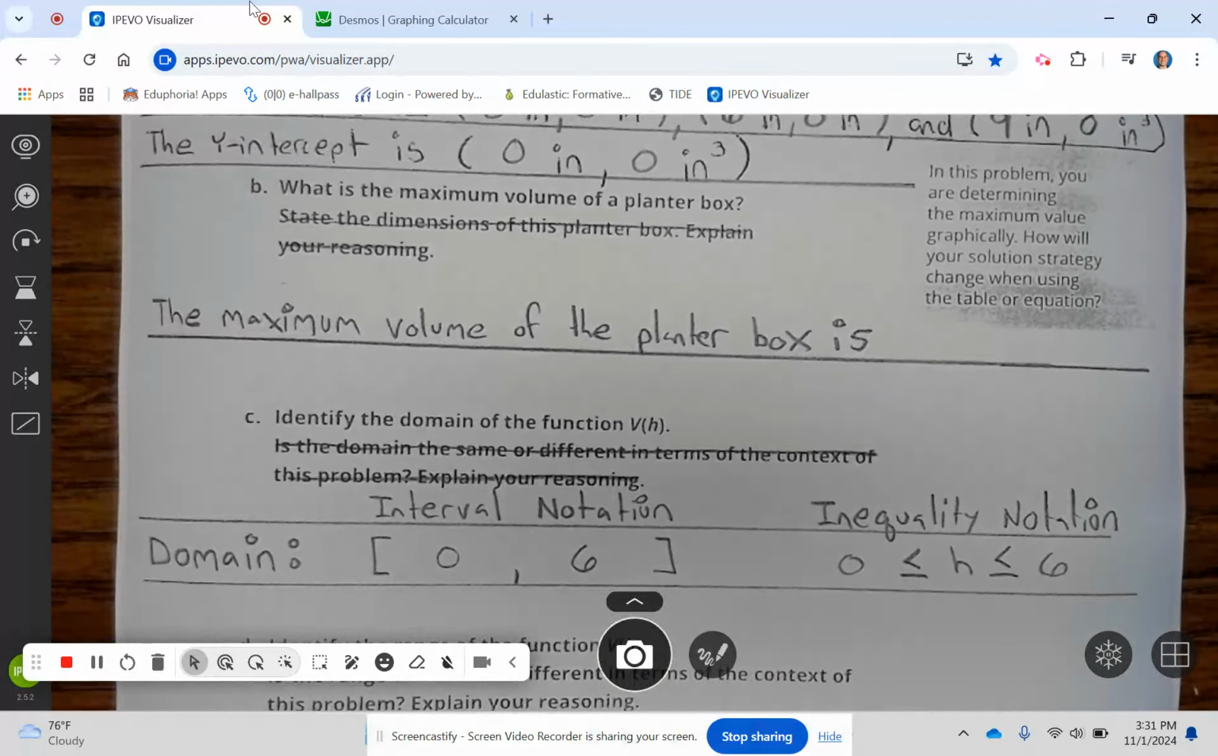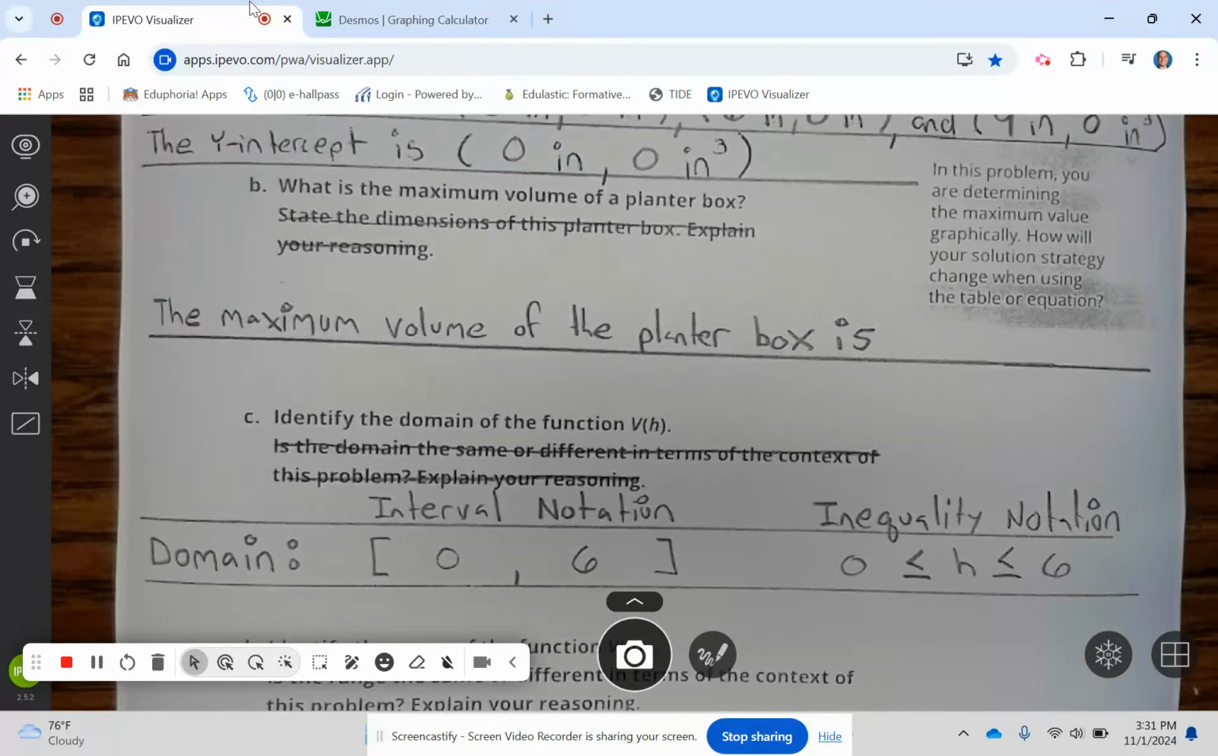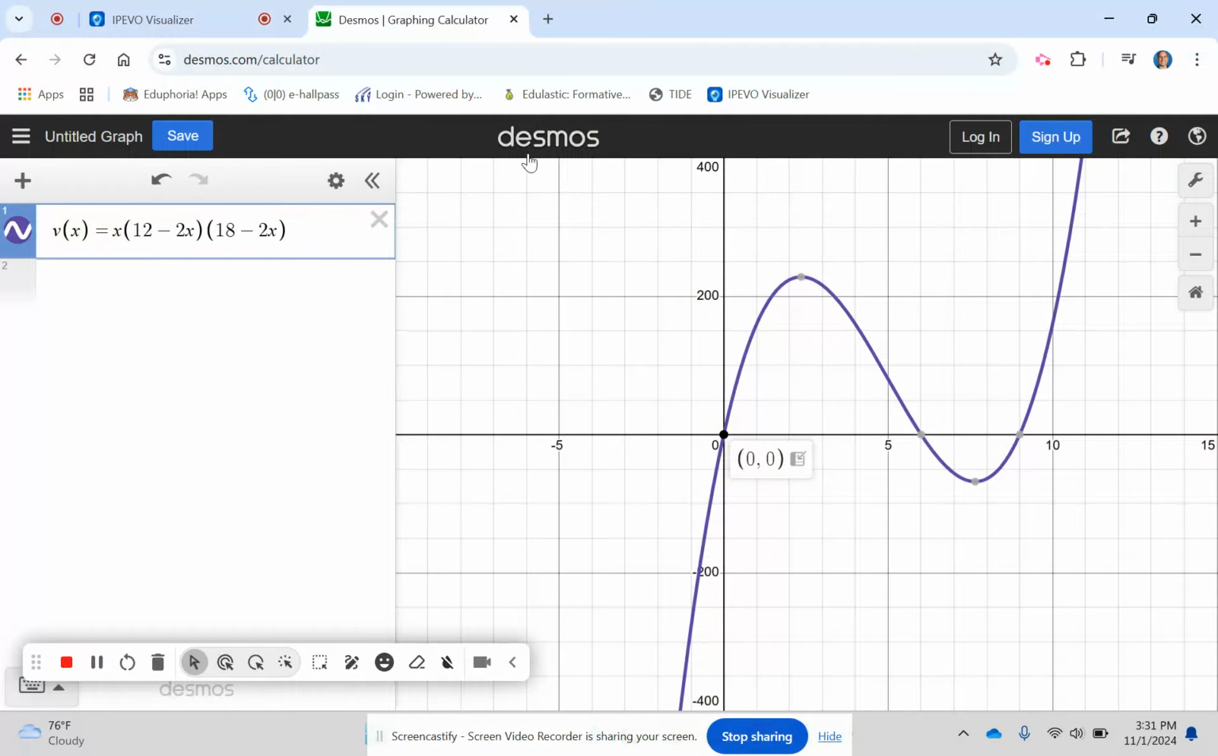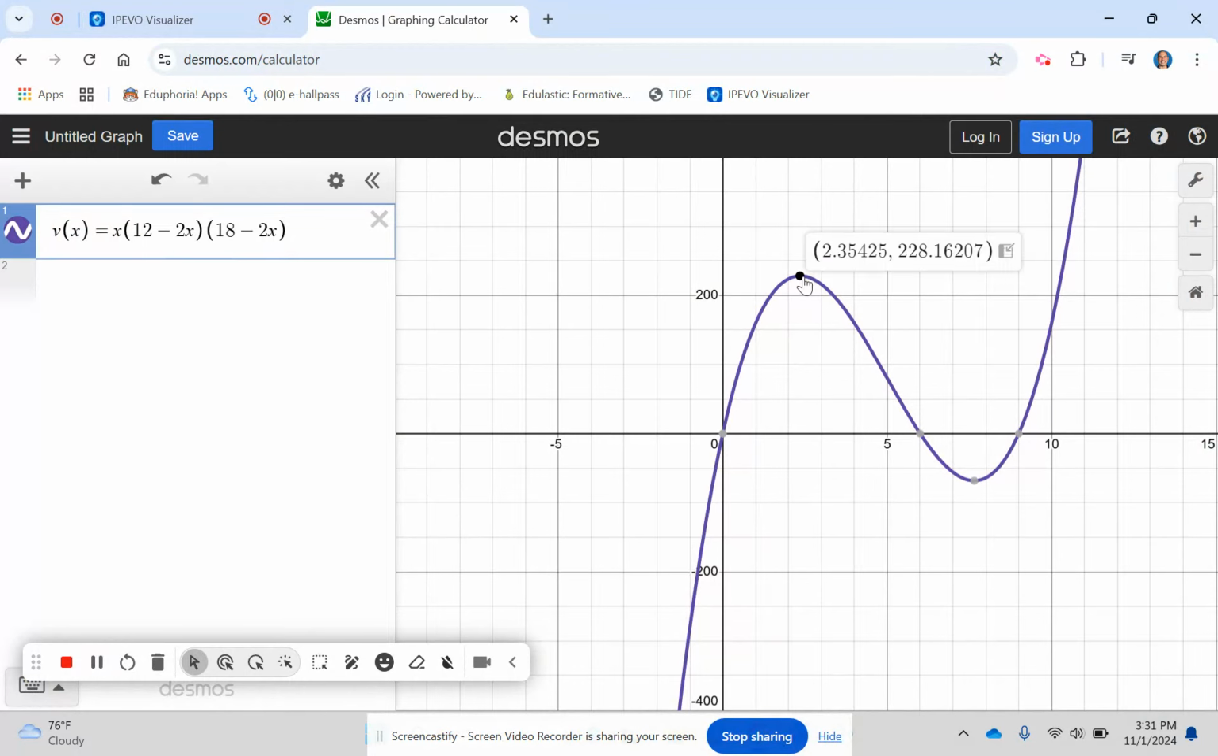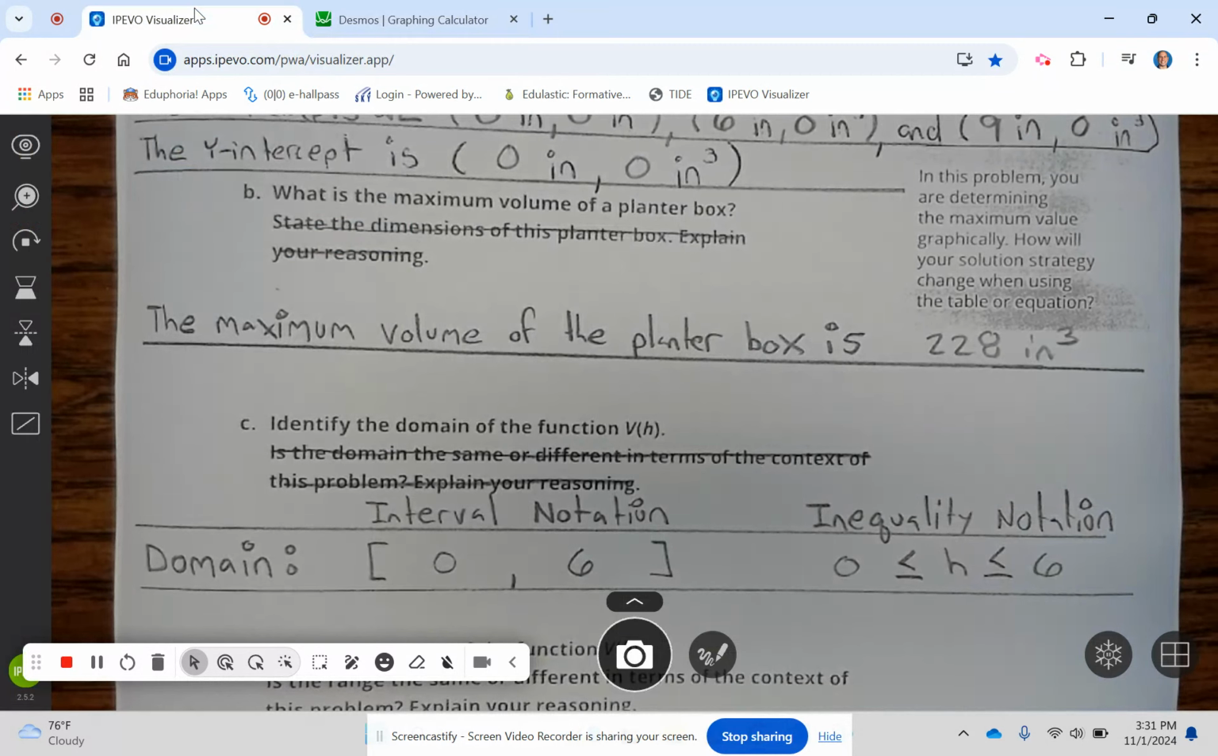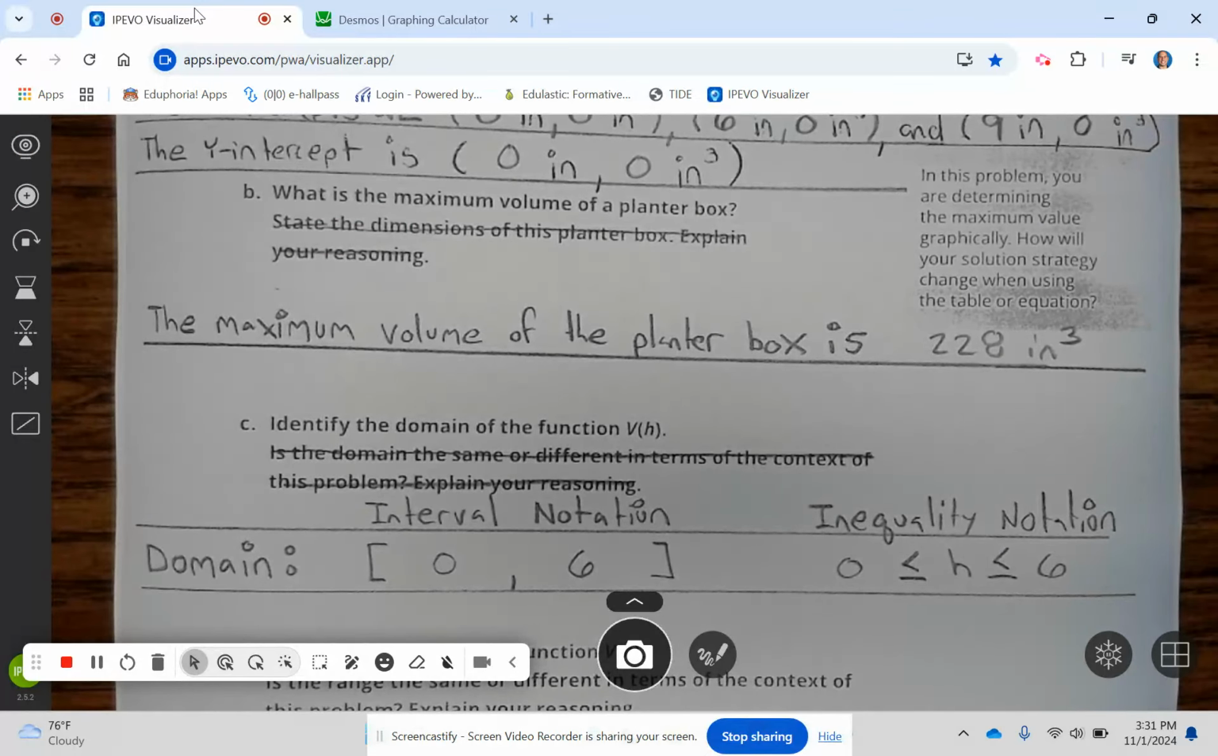Let's take a look at B. What is the maximum volume of a planter box? To find that out, that is this point right here, which if you round to a whole number is 228. So the volume of the planter box is 228 inches cubed.